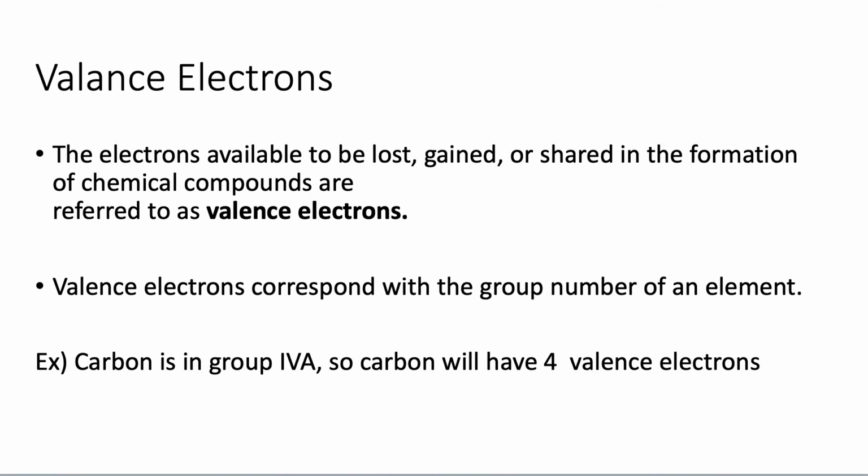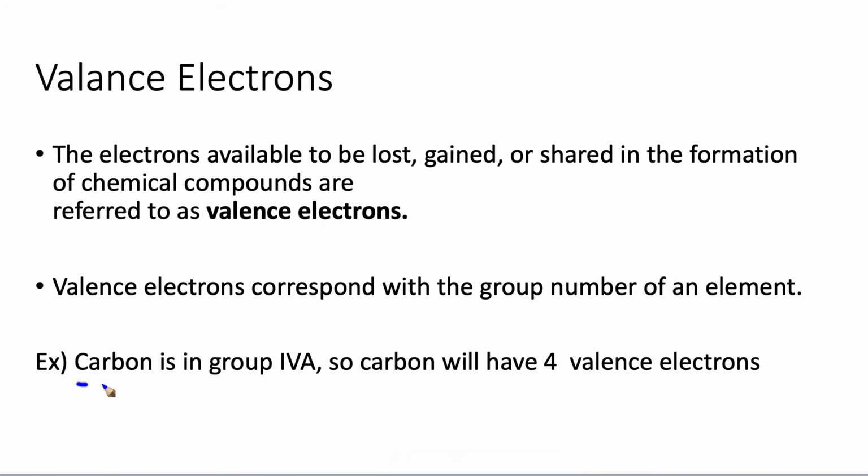So valence electrons, the electrons available to be lost, gained, or shared in the formation of chemical compounds, are referred to as valence electrons. Valence electrons correspond with the group number of an element. So for example, carbon is in group 4A, so carbon will have 4 valence electrons.